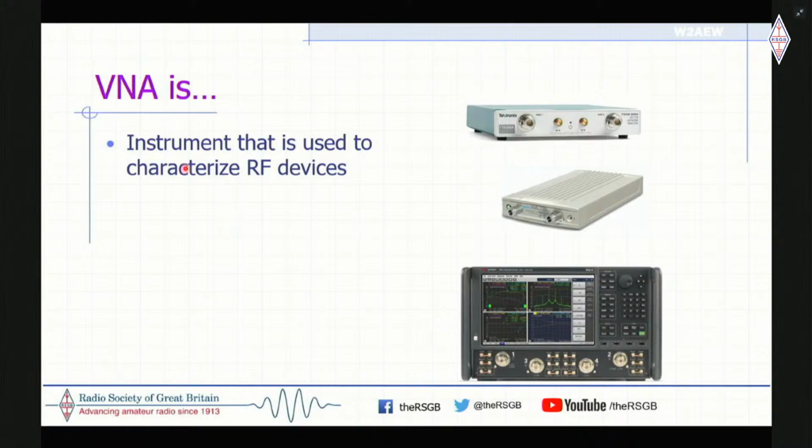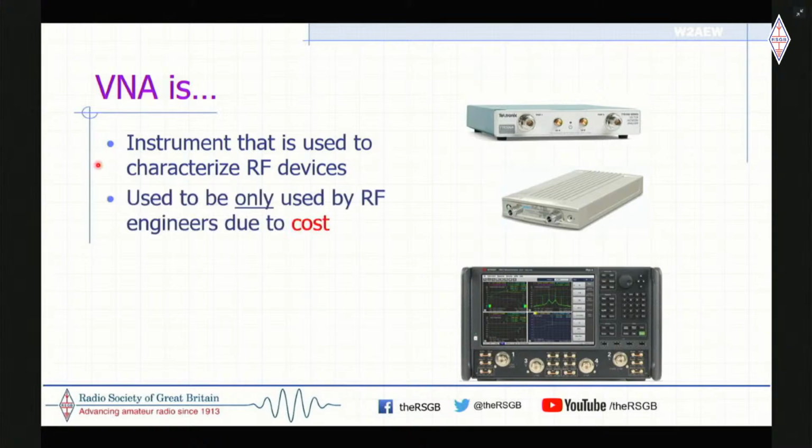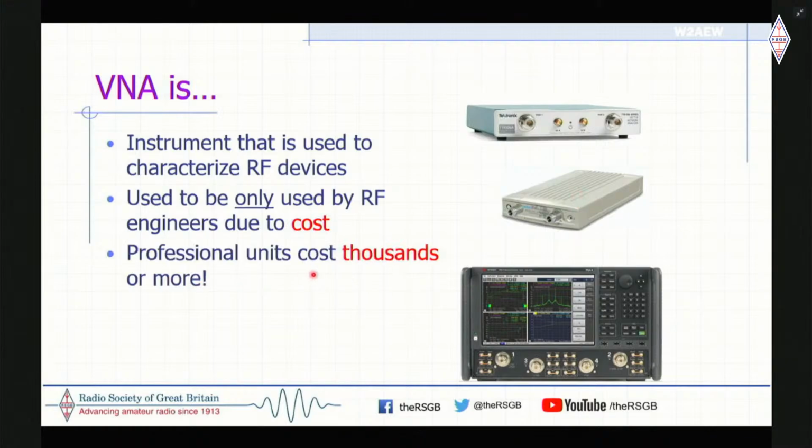So a VNA is typically an instrument that's used to characterize RF devices. Okay, that's simple enough. And it used to only be used by professional RF engineers in professional environments due to the cost. These two devices here in the upper left are $10,000 to $15,000 VNAs, and those are inexpensive professional VNAs. Professional units can cost many thousands of dollars, so these inexpensive ones, again, a few $1,000s US. This 4-port top-of-the-line unit here from Keysight, nearly $250,000 US. So they're pretty pricey devices and typically not something that most hams would have access to.